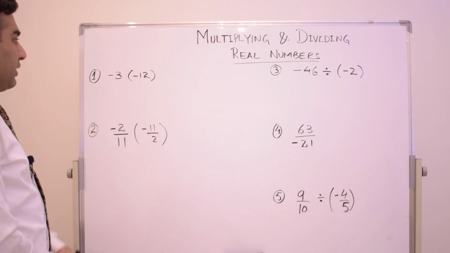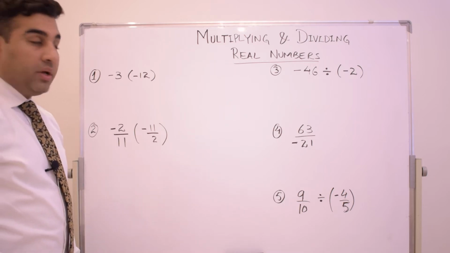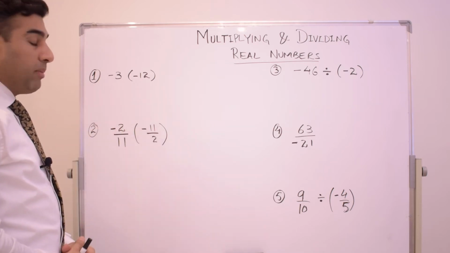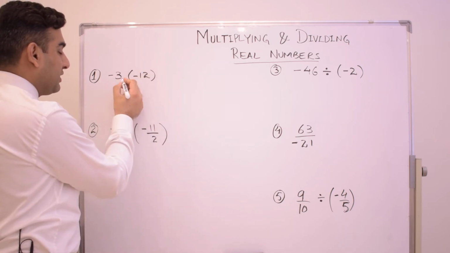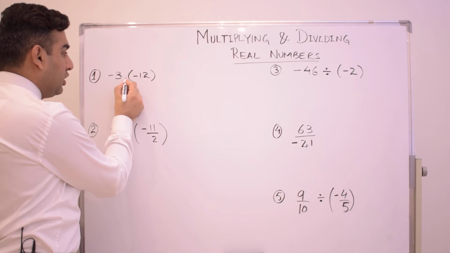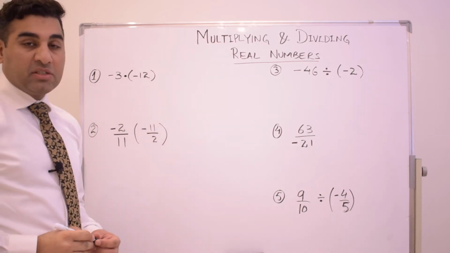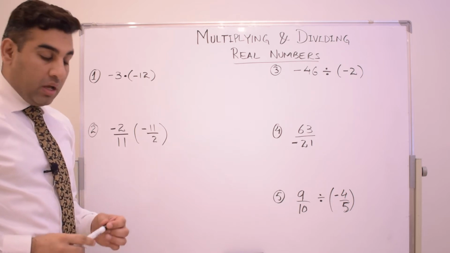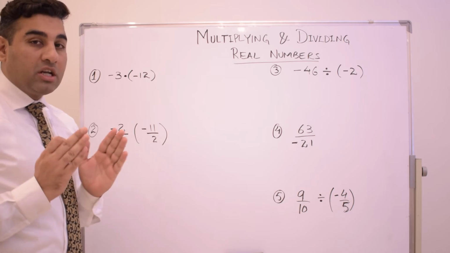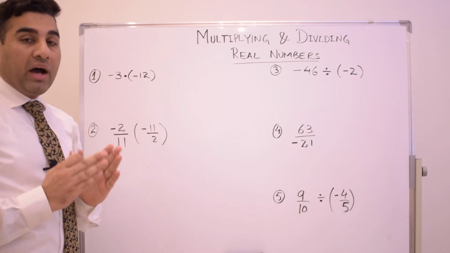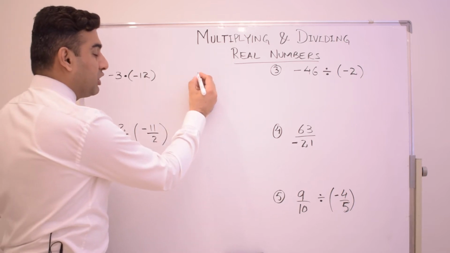Guys, in question number 1, we have minus 3 times minus 12. The first question is about multiplication. I told you whenever this is in parentheses and there is no operation here, it is understood that it is multiplication. So minus 3 times minus 12, how will you multiply them? Guys, always remember, whenever you have two negative numbers and you are going to multiply them, first of all you have to multiply their signs.